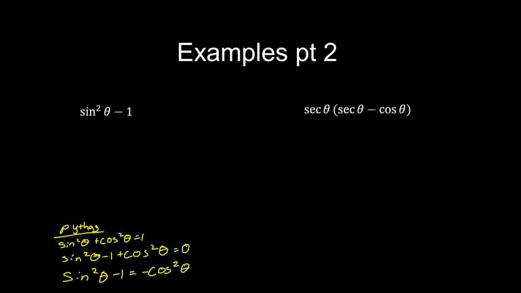So this is what you've got to look out for. It's not always going to be that this Pythagorean identity gives you the other trig function. Sometimes you get the negative version of it. So here we have negative cosine squared theta as our answer.